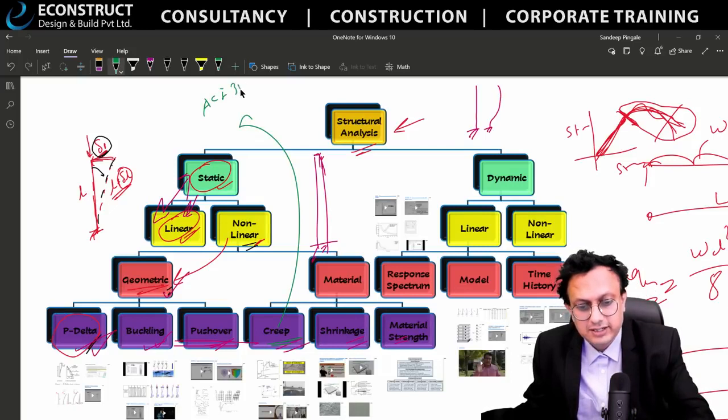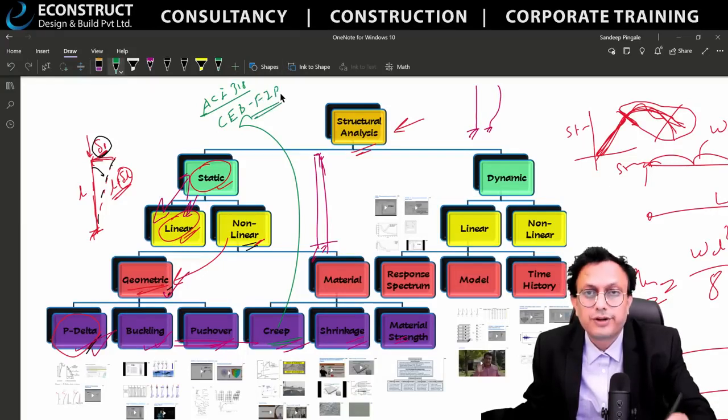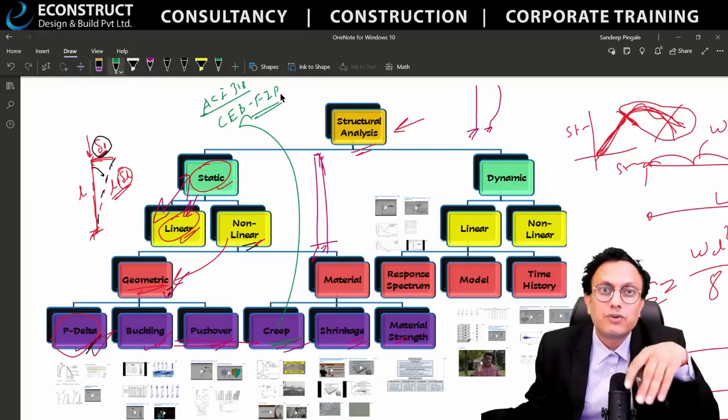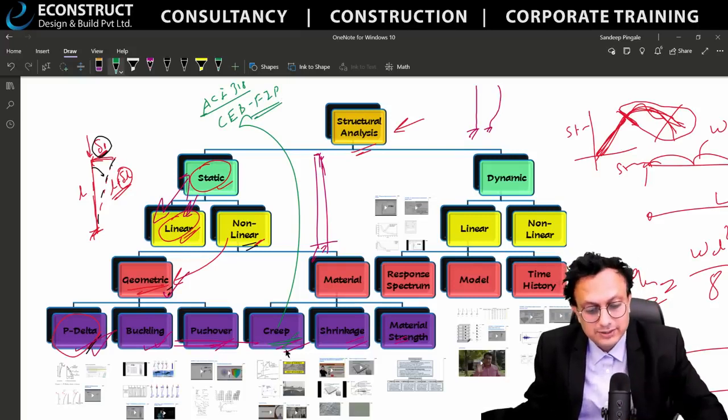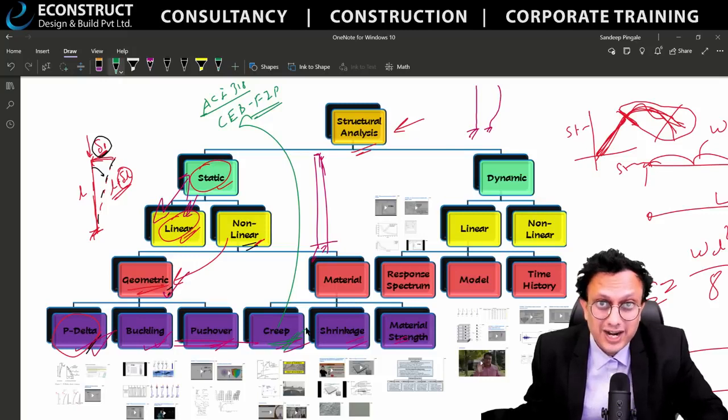ACI 318, American Concrete Institute, then the CEB-FIP code, Eurocode. Such codes are required to deal with this type of analysis. Again, is it required?